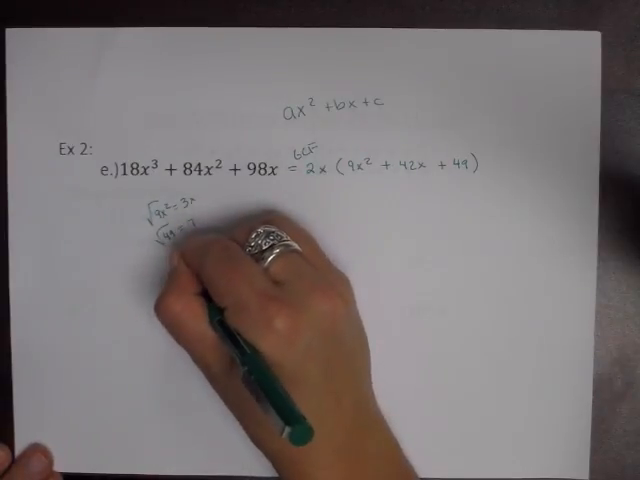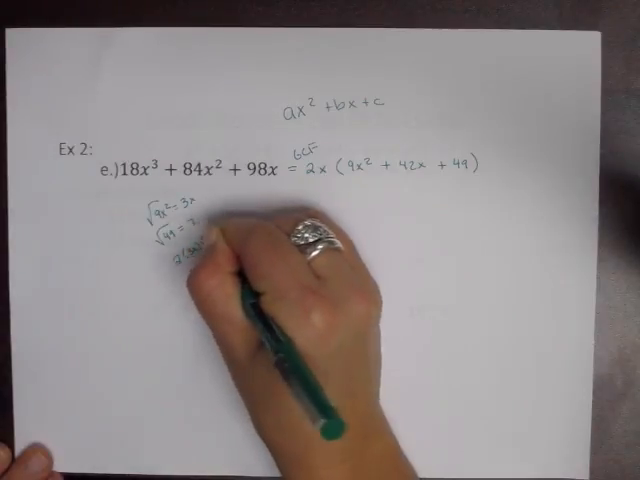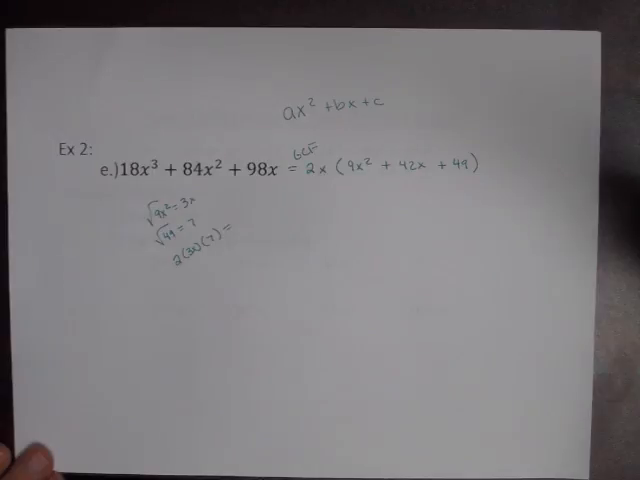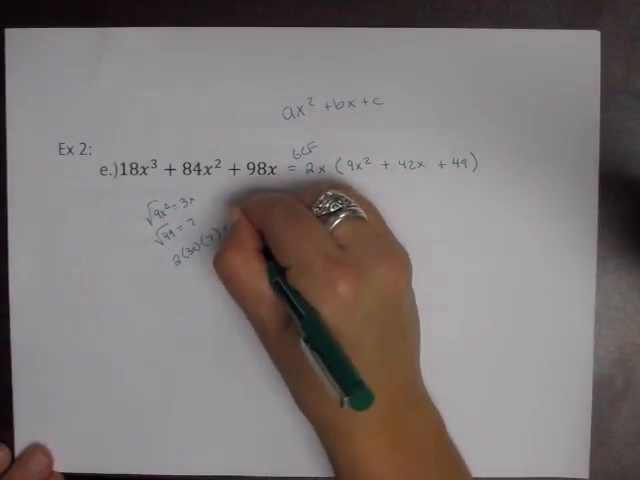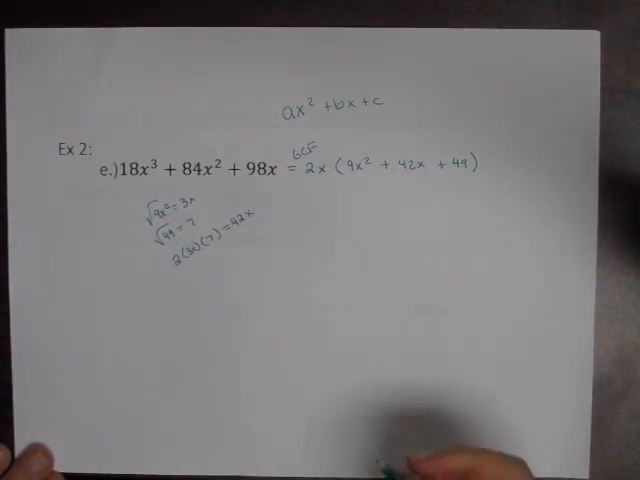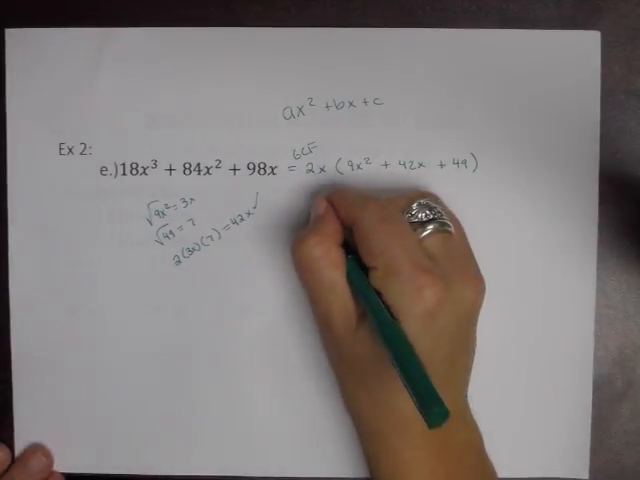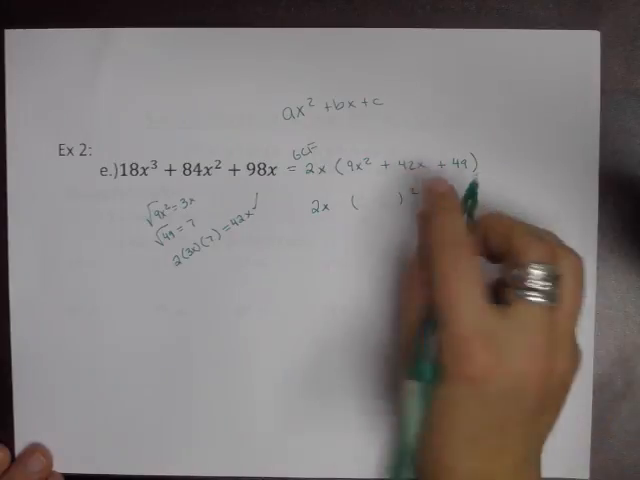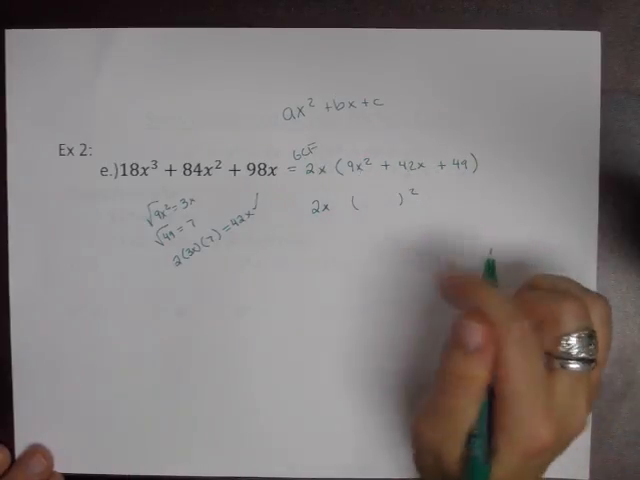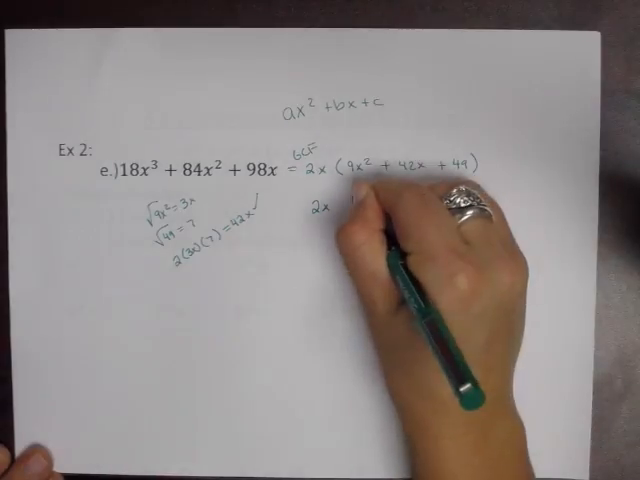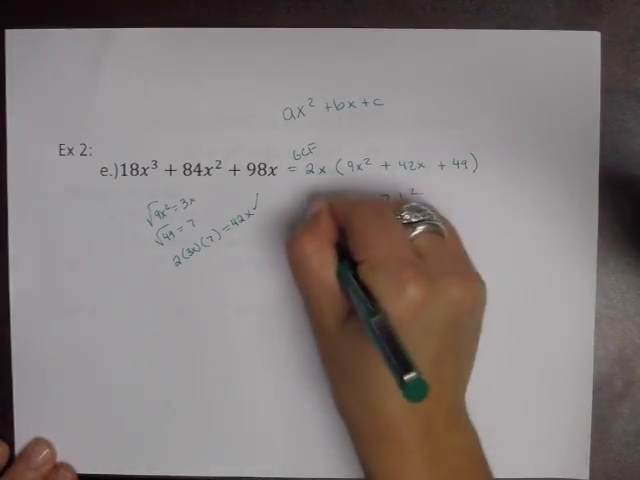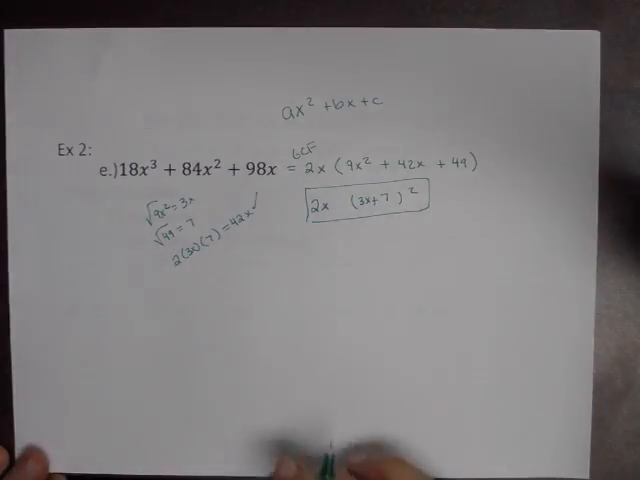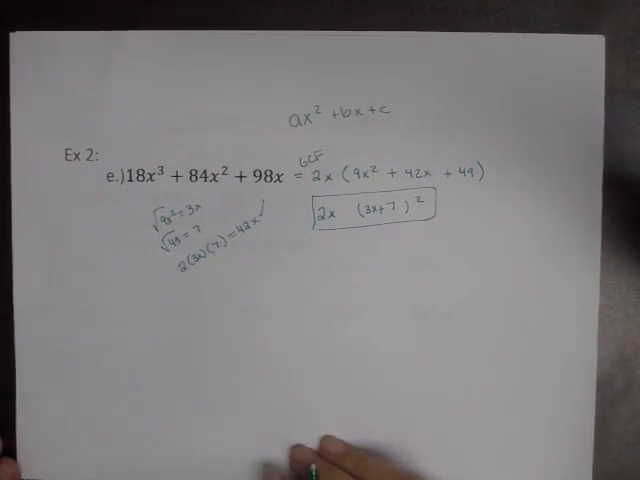And then I go 2 times 3x times 7. To check it, 2 times 3 is 6, and 6 times 7 is definitely 42x, which completely matches. So I bring down my GCF of 2x, I set up my binomial squared, I see that it's positive between the first and the third term, so I put a positive, and I go 3x plus 7. And that is my answer. Alright, so that's your perfect square trinomial.